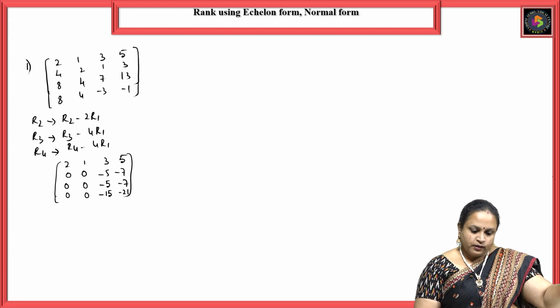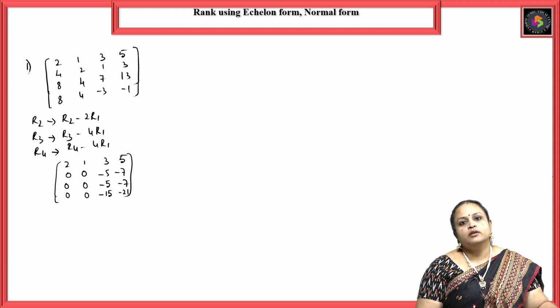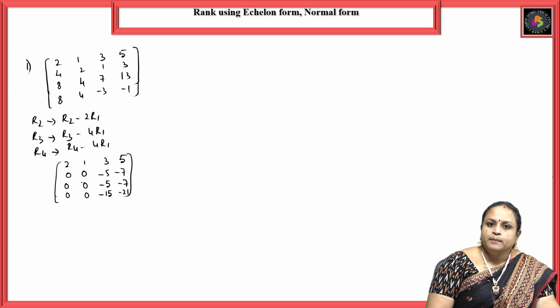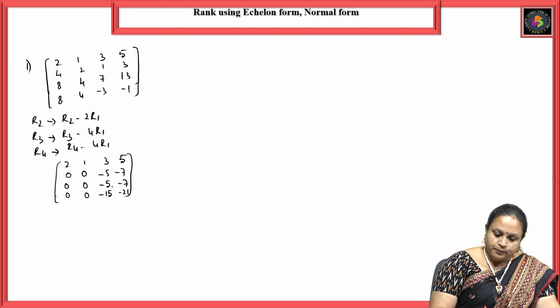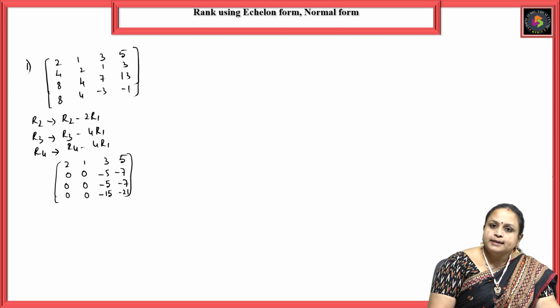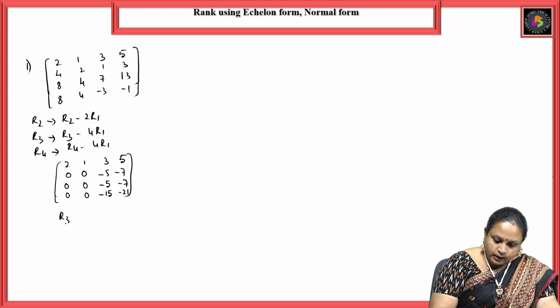Now you see in the second row, before the non-zero element there are 2 zeros. That means in the third row before the non-zero element we should have 3 zeros, and in the fourth row we should have 4 zeros, as we are going with the echelon form. Now let us make the zeros in the third row and in the fourth row using the second row. So R3 implies R3 minus R2, and R4 implies R4 minus 3 R2.